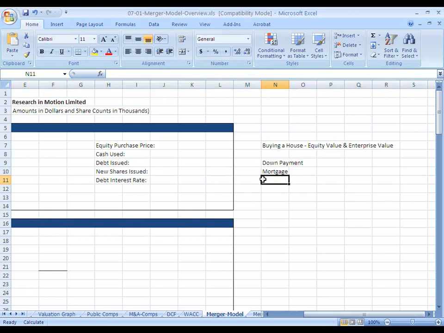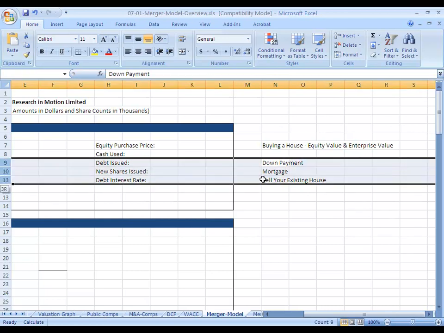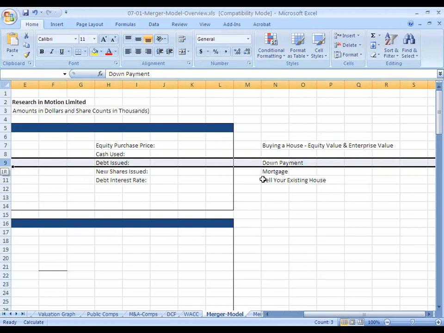But then there's actually a third way that you could raise enough money to buy a house, which is to sell your existing house. Now, in reality, when most people go out and buy a house, they use a combination of all of these methods. Hardly anyone actually goes and buys a house purely with cash.